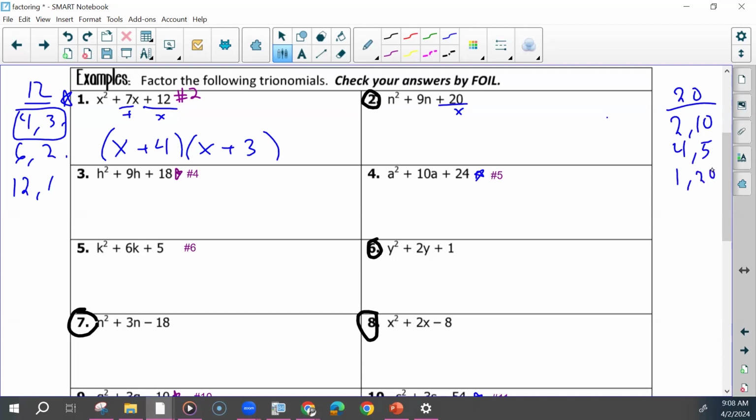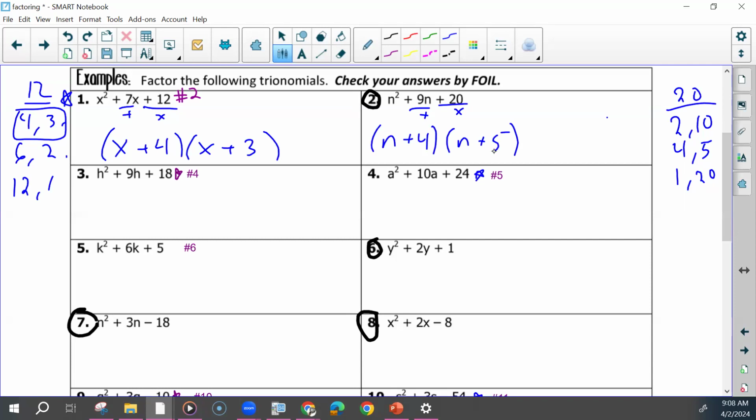Now, sometimes you'll look at a problem and be able to figure out the two numbers right off the bat. If you want to list them all out, just so you have them for later, you could also do that. So of these pairs, which ones could we add together to get 9? 4 and 5. So then our two factors would be n plus 4 and n plus 5. We'll do one more of this type and then move on to another one.